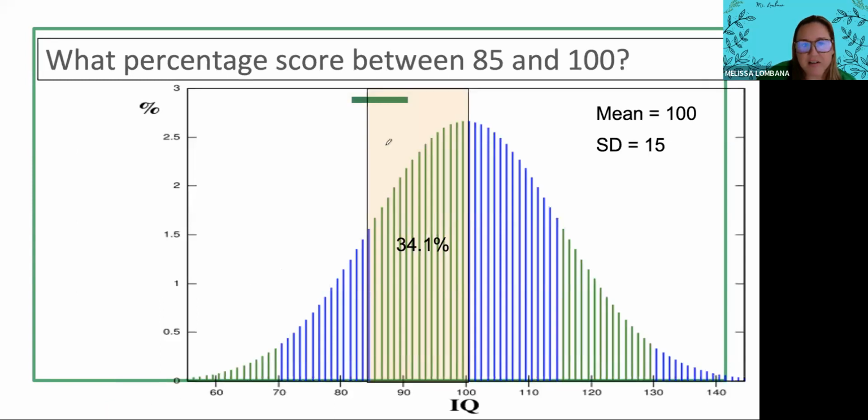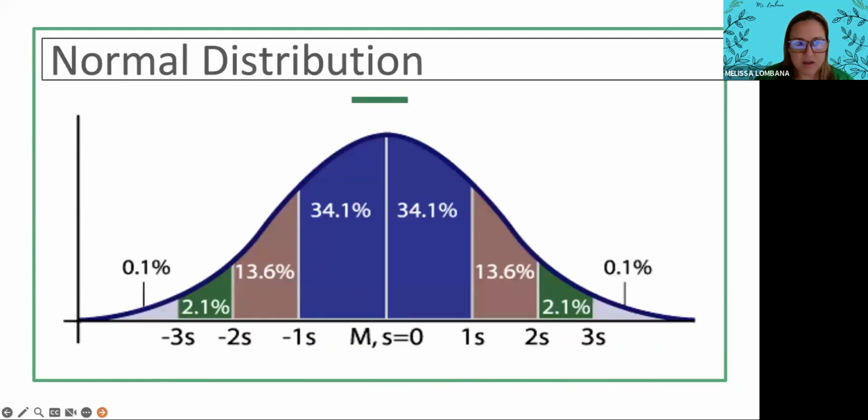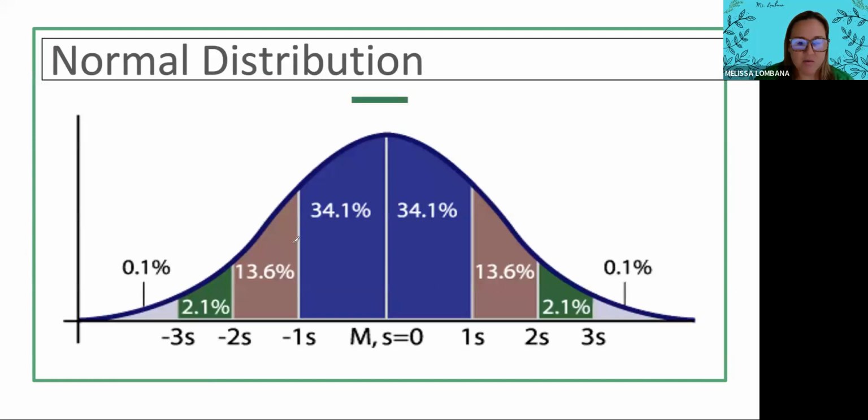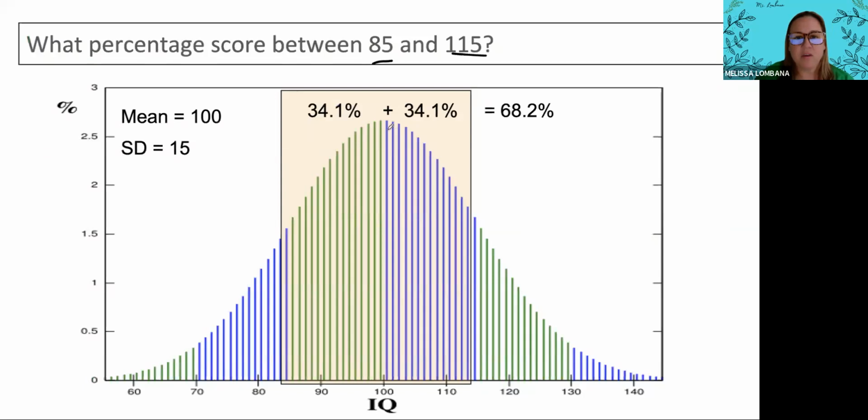Now, if I look here, if it says what percentage of score between 85 and 100, this would be our answer, 34%. Okay. Now here, from 85 to 115, if you look back here, we're getting from here to here, and you're going to combine them both, and that's basically 68%.